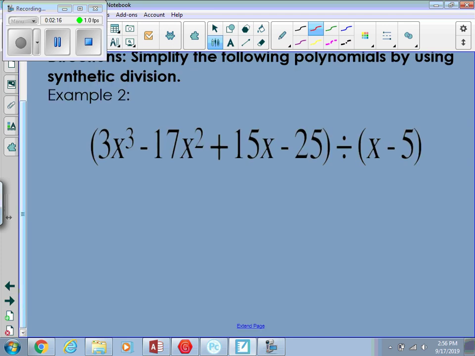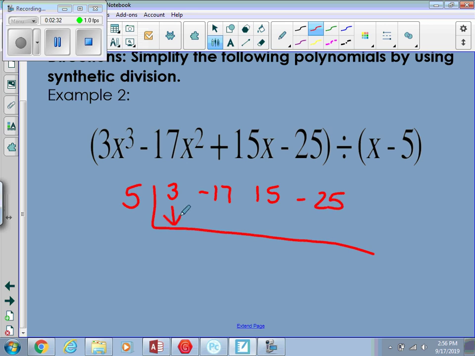So let's check out the next one here. So I'm going to put a 5 on the outside of my box. 3, 2, 1, 0. My powers go down perfectly, so I don't have to put a 0 in anywhere. So I got 3, negative 17, 15, and negative 25. Drop down the 3, get a 3. 3 times 5 is 15. 15 plus negative 17 is negative 2.